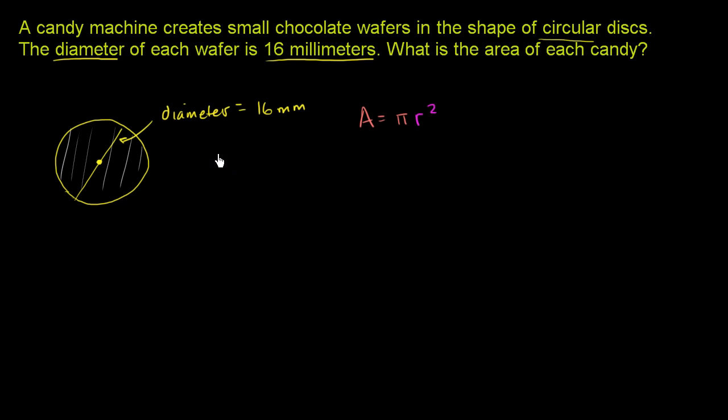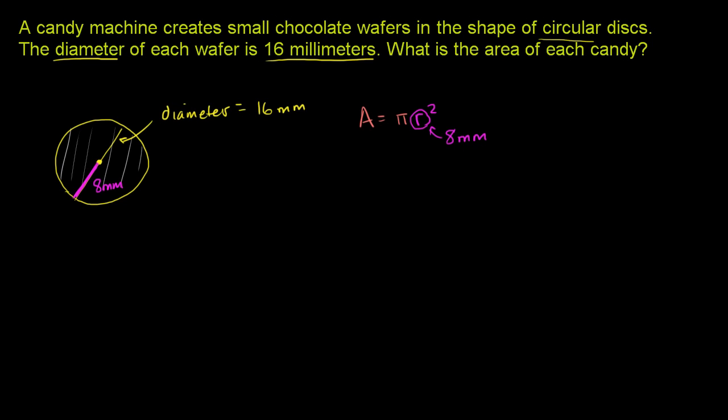And you say, well, they gave us a diameter. What is the radius? Well, you might remember the radius is half of diameter. It's the distance from the center of the circle to the outside, to the boundary of the circle. So it would be this distance right over here, which is exactly half of the diameter. So it would be 8 millimeters. So where we see the radius, we could put 8 millimeters.